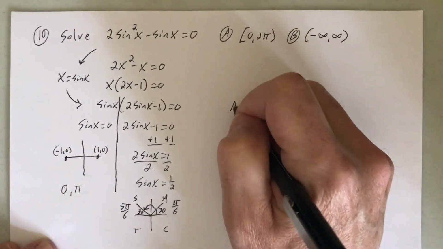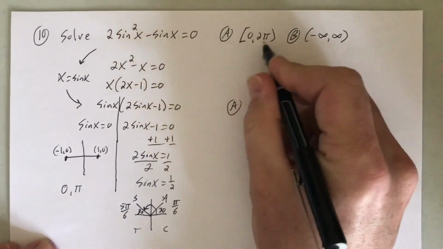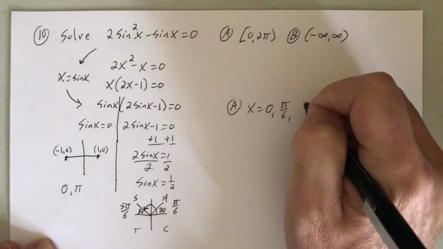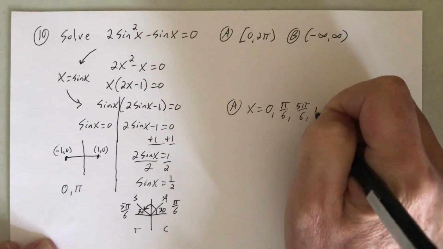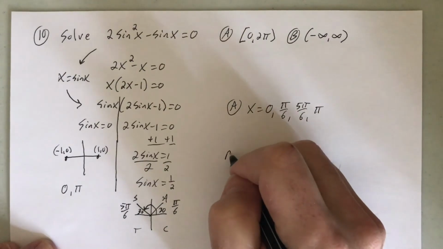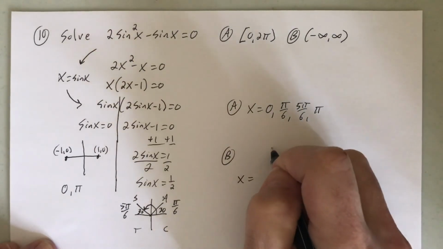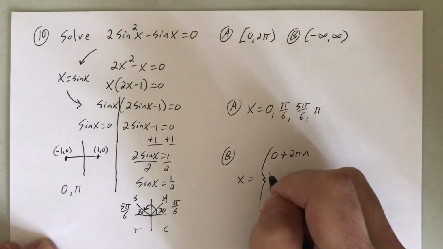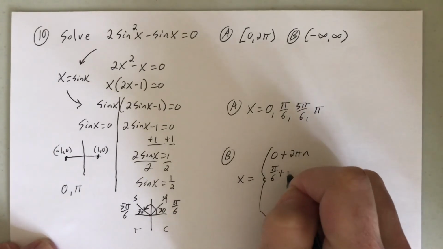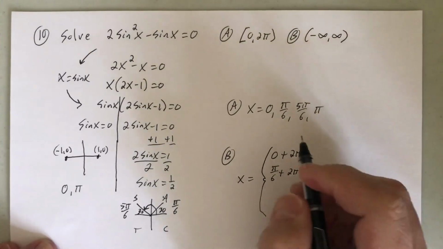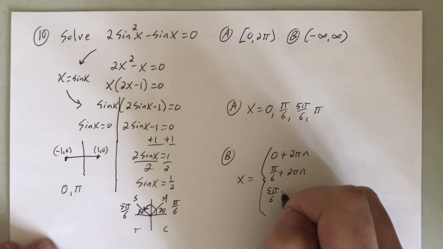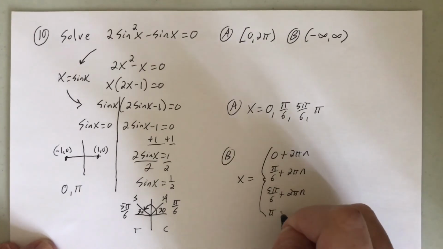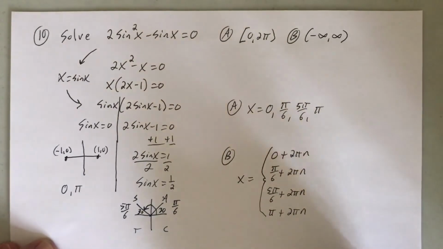So then our answer for A from 0 to 2 pi would be 0, pi over 6, 5 pi over 6, and pi. And then for part B, we just need to list all of those with the period n. So 0 plus 2 pi n, pi over 6 plus 2 pi n, 5 pi over 6 plus 2 pi n, and then pi plus 2 pi n.